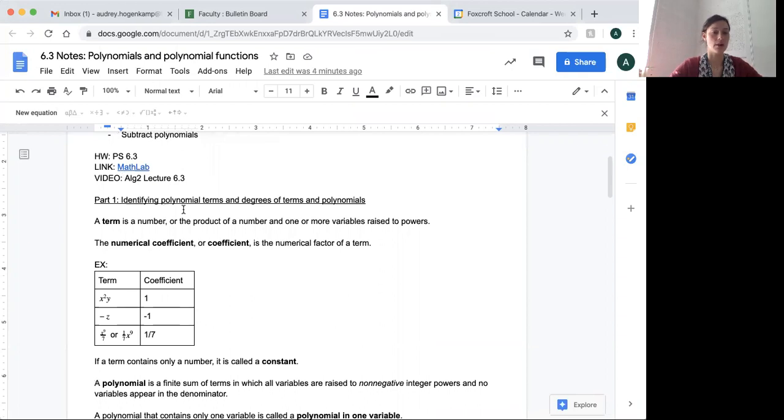So, identifying polynomial terms and degrees of terms and polynomials. That's a mouthful. I don't even know if that makes sense, but there is a reason I don't teach English, and I will double check that.